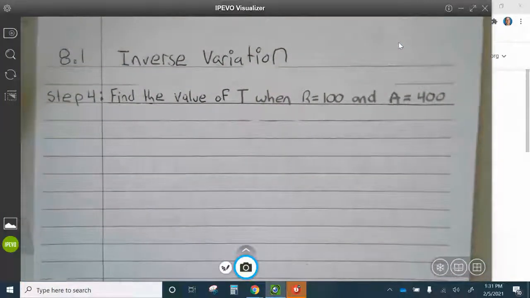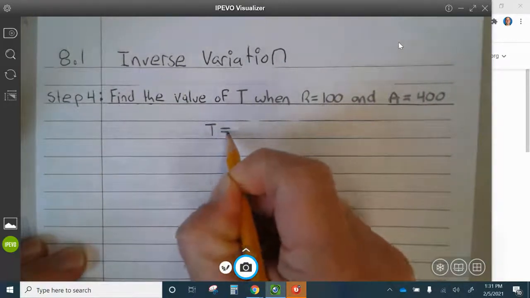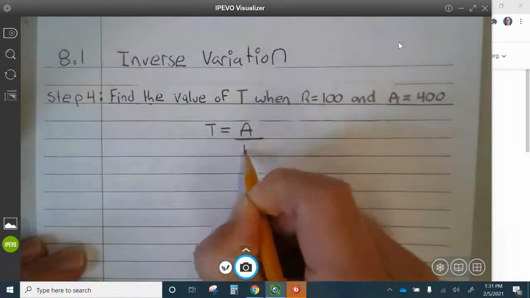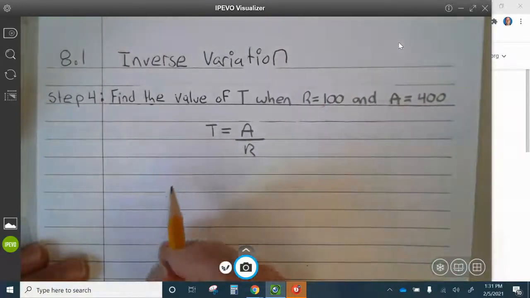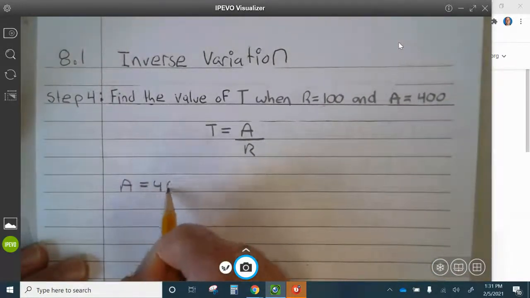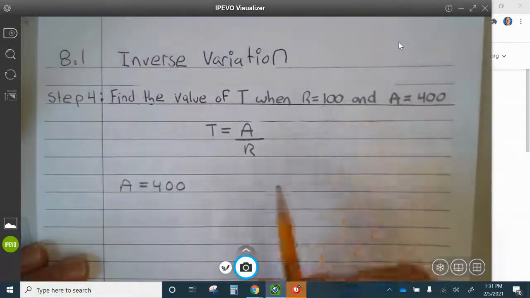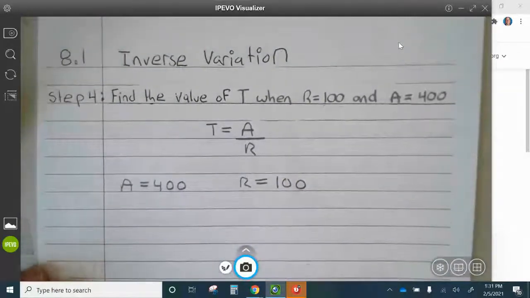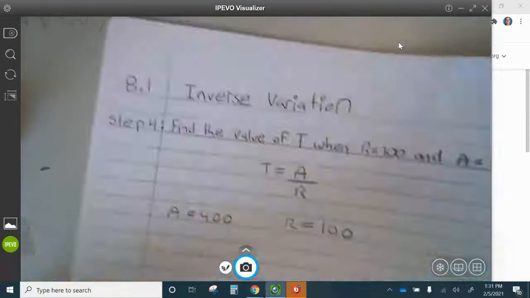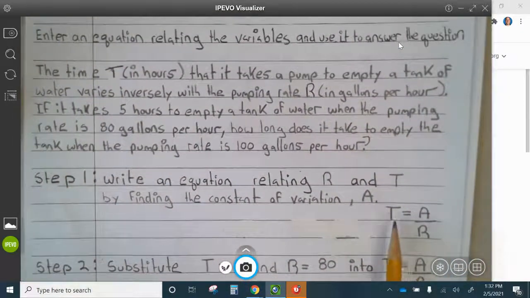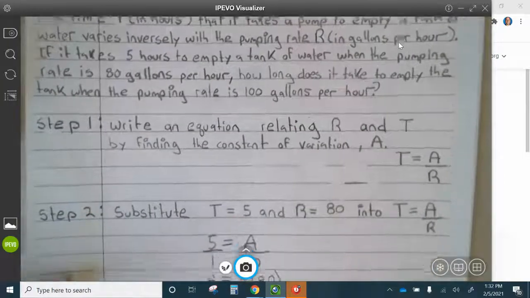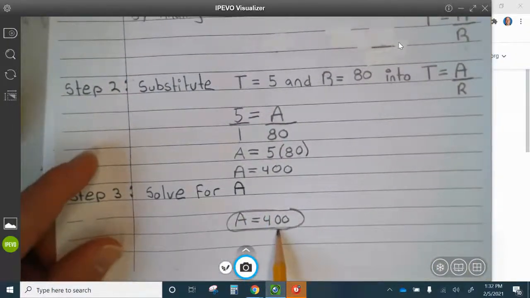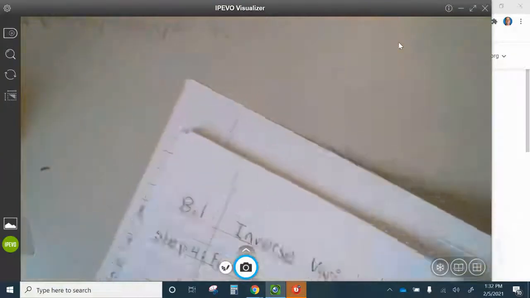Okay, step 4. Find the value of T when R equals 100 and a equals 400. Okay, now we know our equation is T equals a divided by R. Now we just found out that a equals 400, and now we're being told that R equals 100. Okay, and if you've forgotten, we can go back to the previous page. But there's our equation, T equals a divided by R, and now we have a equals 400.